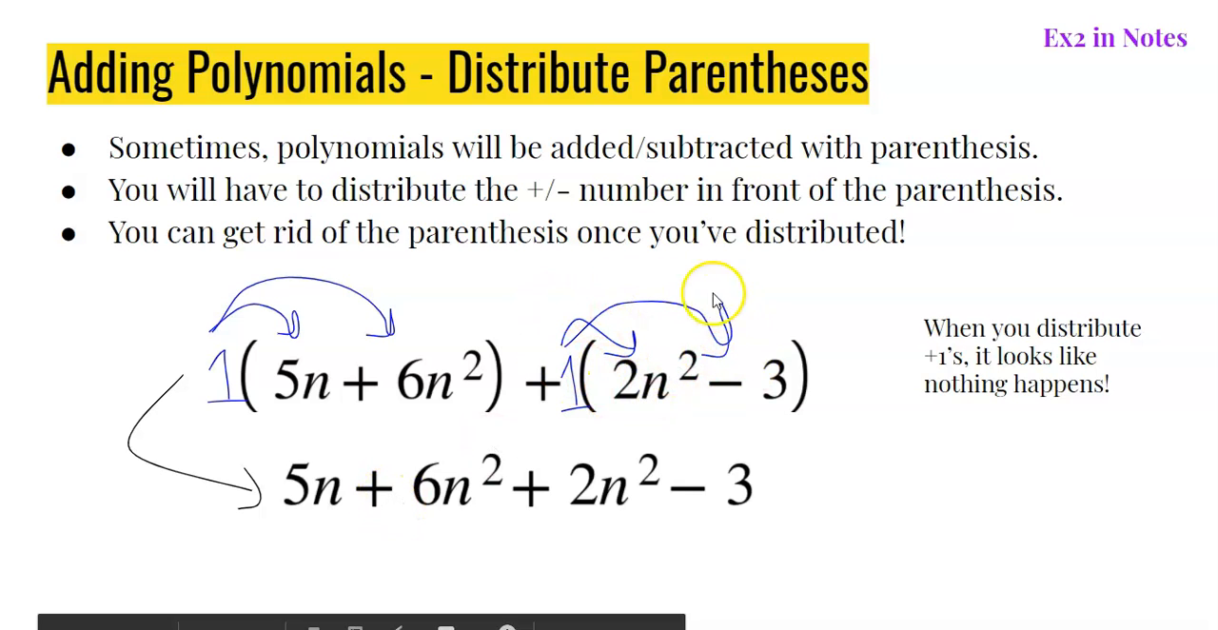Same thing here, we're going to distribute a positive 1 to both terms in my parentheses, which in turn gets rid of my parentheses. All you're doing is getting rid of parentheses once you distribute it. And then once again, when you distribute positive 1s, it looks like nothing happened, except we got rid of the parentheses. But always distribute because it might not always be a 1. It might be a 2. It might be a negative.